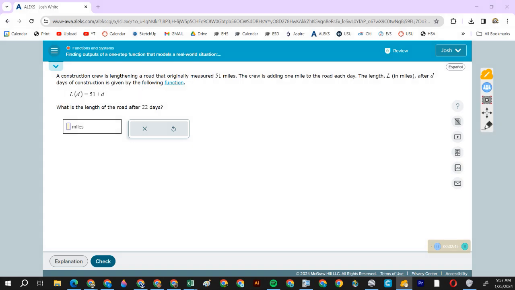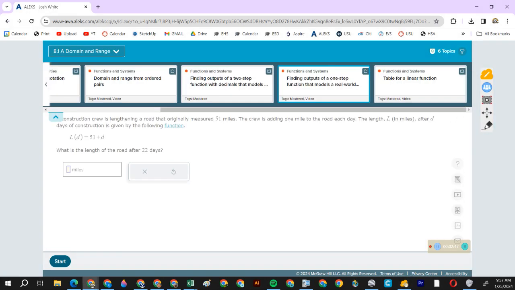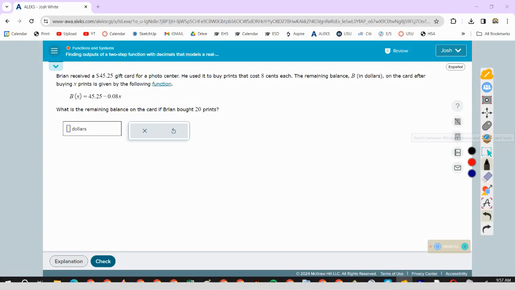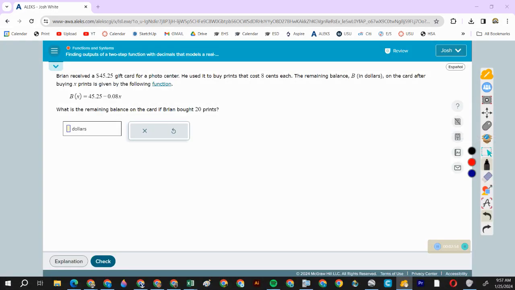Okay. So here we have a function b of x is equal to 45.25 minus 0.8 times x. So this is how much money he's going to have left. He starts with $45.25 on a gift card. Who does that? Right? You get a gift card for your birthday. How much is on it? $45.25.